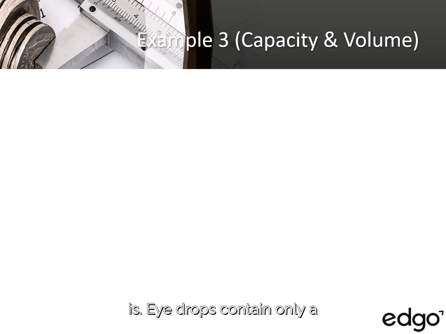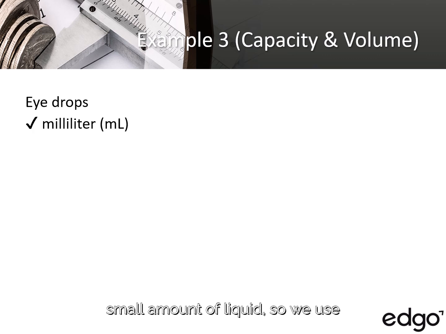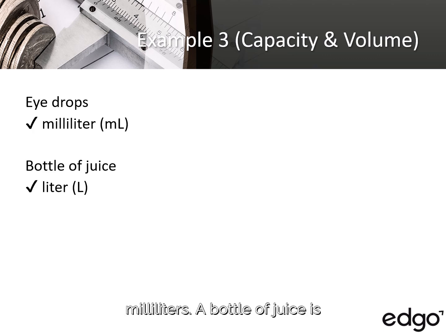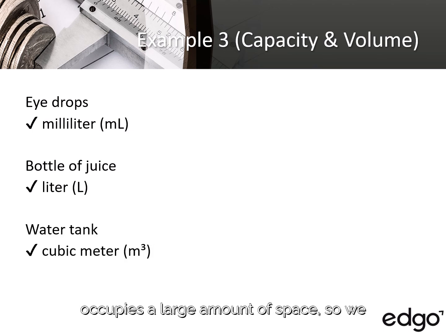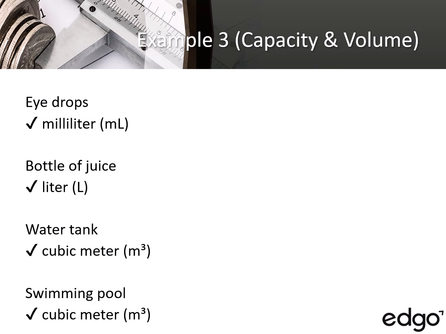Eye drops contain only a small amount of liquid, so we use milliliters. A bottle of juice is commonly measured in liters. A water tank occupies a large amount of space, so we measure its volume in cubic meters. The same is true for a swimming pool. Remember that capacity usually refers to the amount of liquid a container can hold, while volume refers to the space occupied by a three-dimensional object.